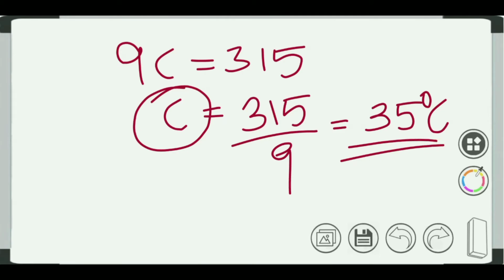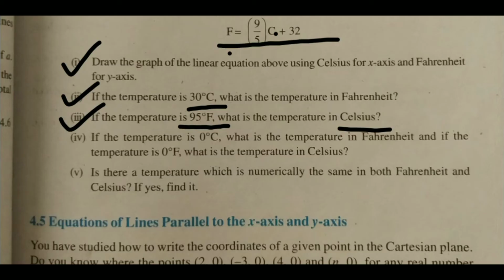Now come to the fourth sub question. If the temperature is 0 degree Celsius, what is the temperature in Fahrenheit? And if the temperature is 0 degree Fahrenheit, what is the temperature in Celsius? That means first we'll put C is equal to 0, then we'll see the value of F. And then we'll put F is equal to 0 and find the value of C.